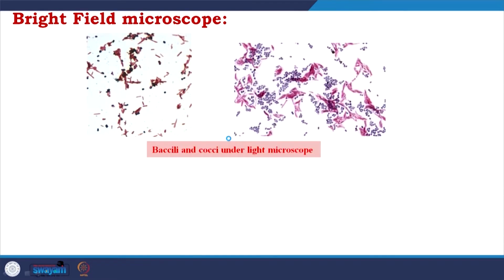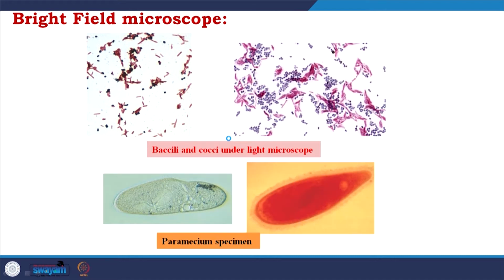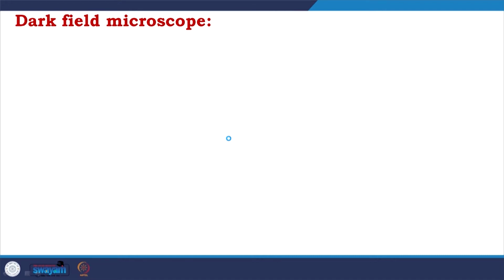In the bright field microscope you see here bacilli and cocci, shown under the light microscope, where the background is bright and the image is dark. This is a paramecium specimen, again in bright field or common microscope.